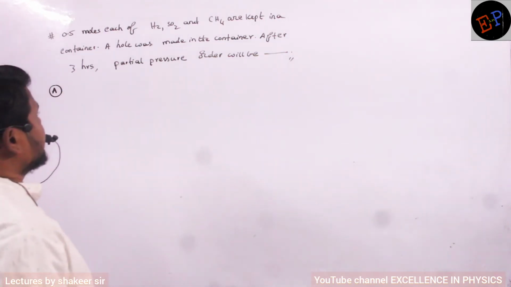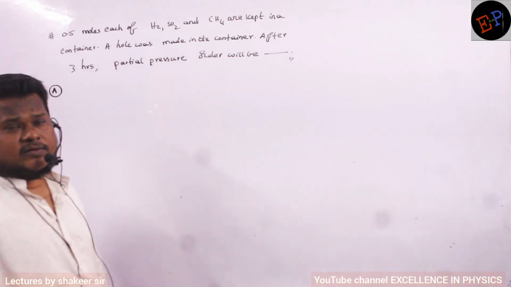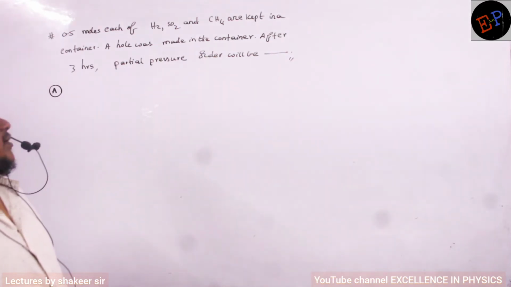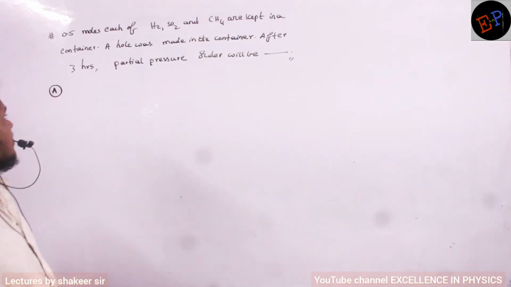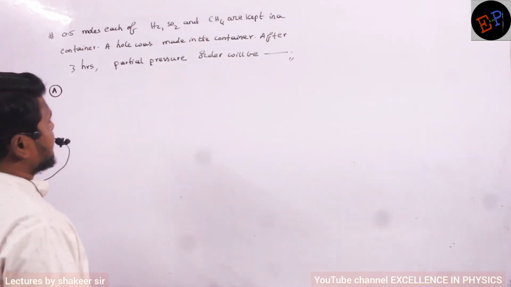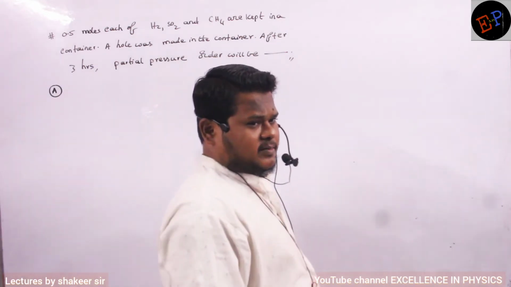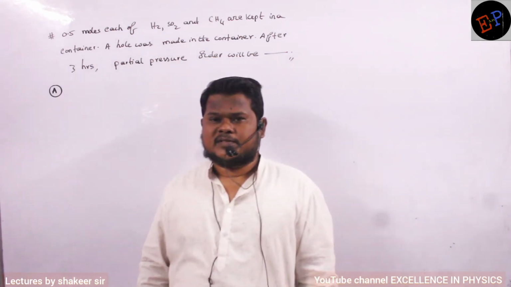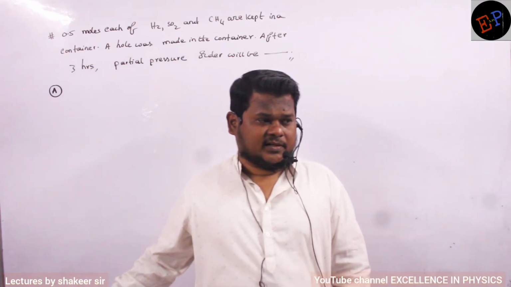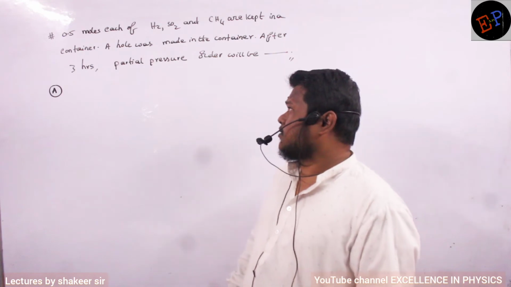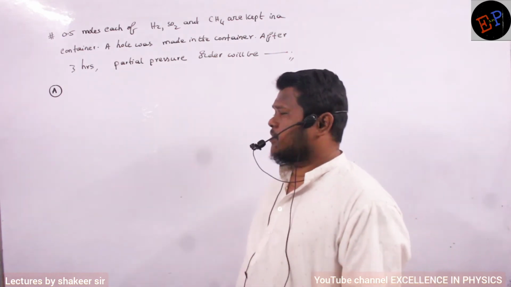So 0.5 moles each of hydrogen, sulfur dioxide and CH4 are kept in a container. Are you able to understand, ma? So a hole was made in the container. So it means all of these gases are present in the same container. Previously we have taken different containers, no? But here all the gases are present in the same container. And every gas is of 0.5 moles only.